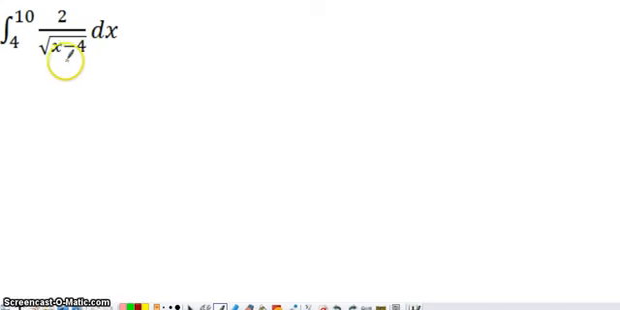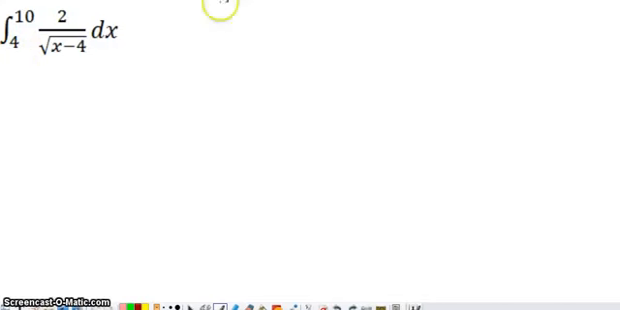So if you think about this denominator right here, if I put a 4 in place of x, 4 minus 4 is 0, I'd have division by 0 when x is 4. 4 is my limit of integration at the lower end. So this is definitely an improper integral.